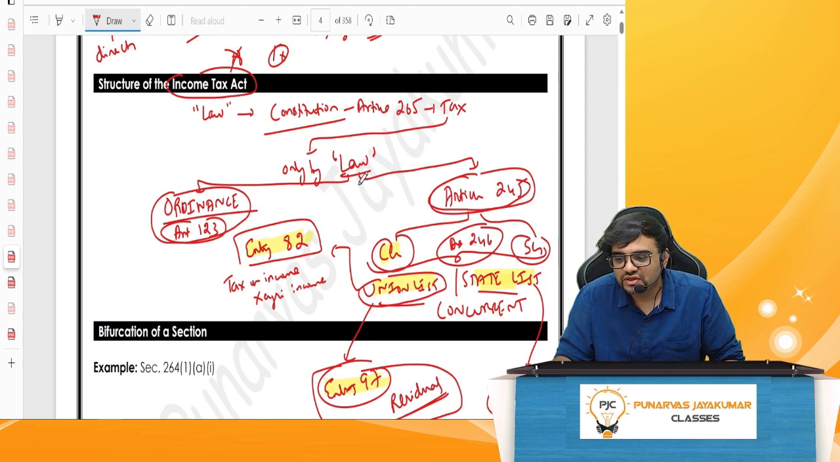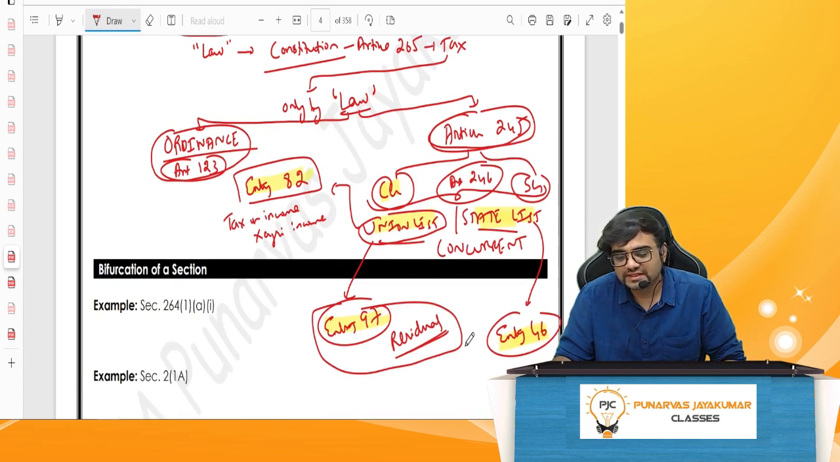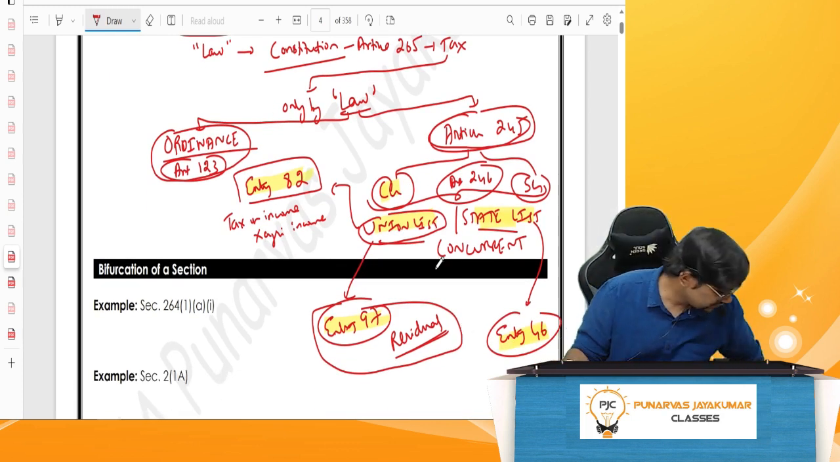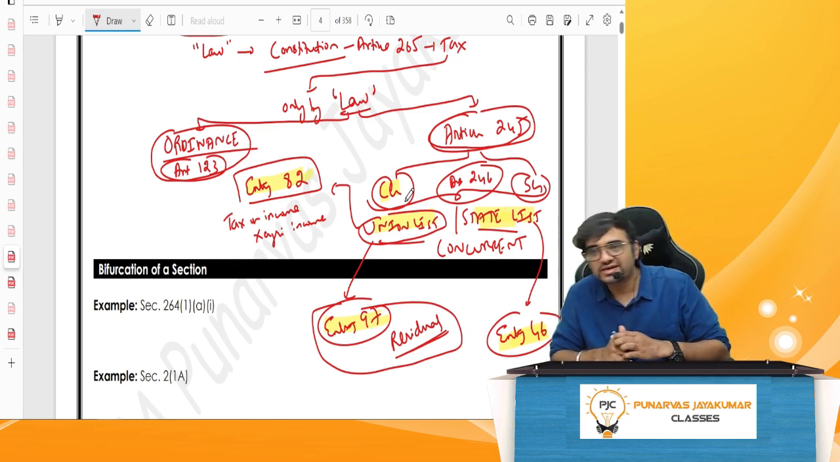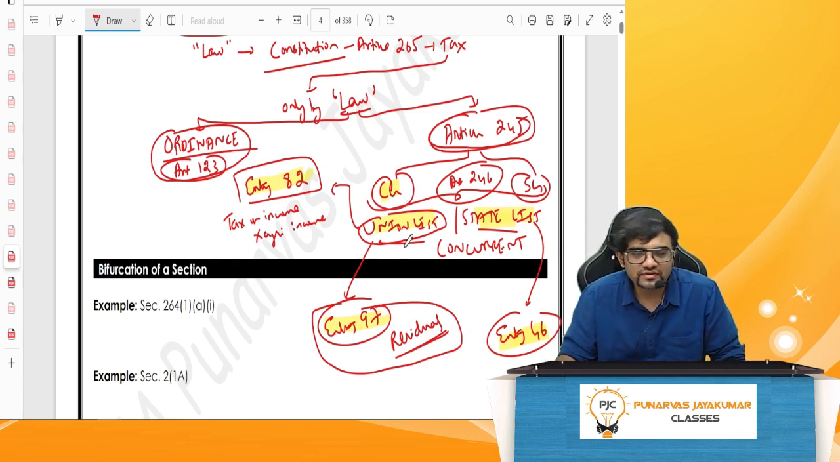On the other hand, we saw Article 245 and Article 246, which said there are three lists: the union list, the state list, and the concurrent list. Under the union list, entry number 82 talks about tax on income other than agricultural income, whereas agricultural income is the sole right of the state to pass. That is under the state list, entry number 46, sorry.